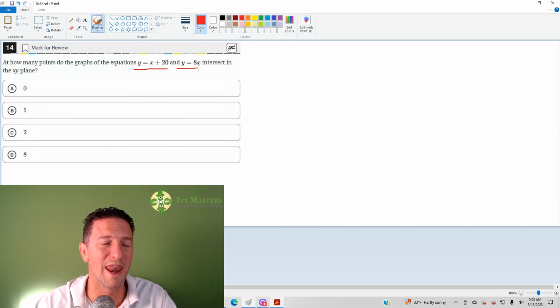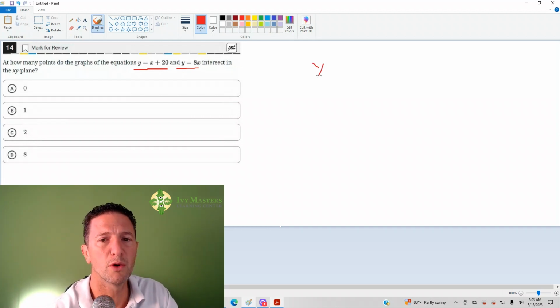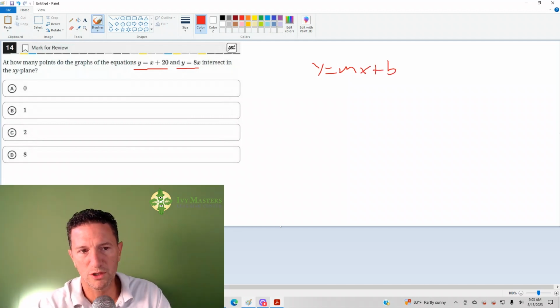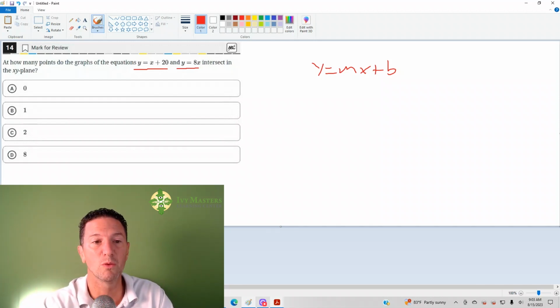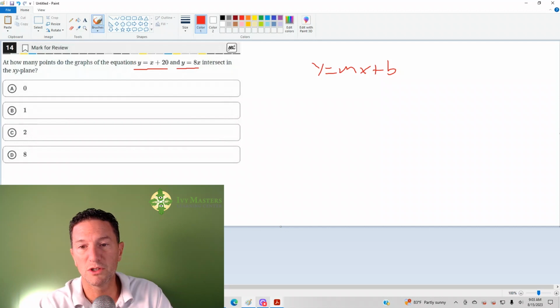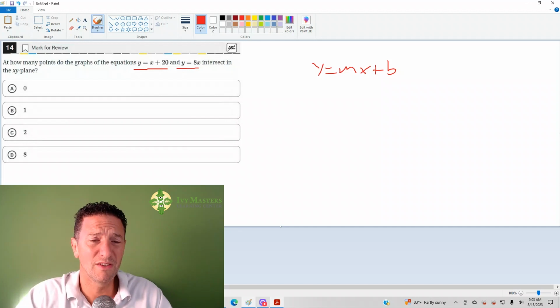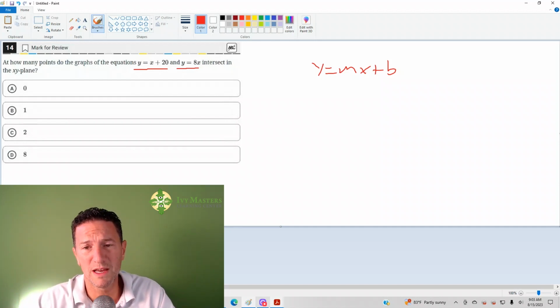Number one, these are two linear equations. How do you know? Well, they're in the form y equals mx plus b. You can see in the first equation that your m is 1. There's nothing attached to the x, so you assume that it's 1. Your m is your slope, and your b, which is your y-intercept, is 20. In the second equation, y equals 8x, your slope is 8, and your y-intercept is 0 because it's not there at all.